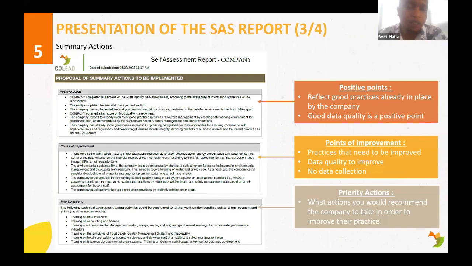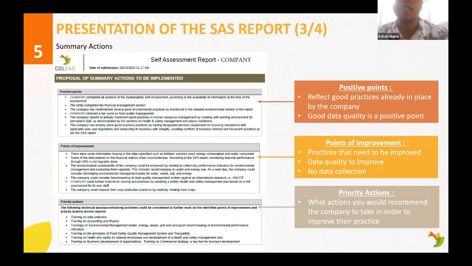So for the summary actions, again, this is a proposal for the summary actions to be implemented by the organization. This indicates the positive points that have been identified through the implementation of the different actions within the organization. So again, here it looks at positive points, points of improvement, and also the priority actions.